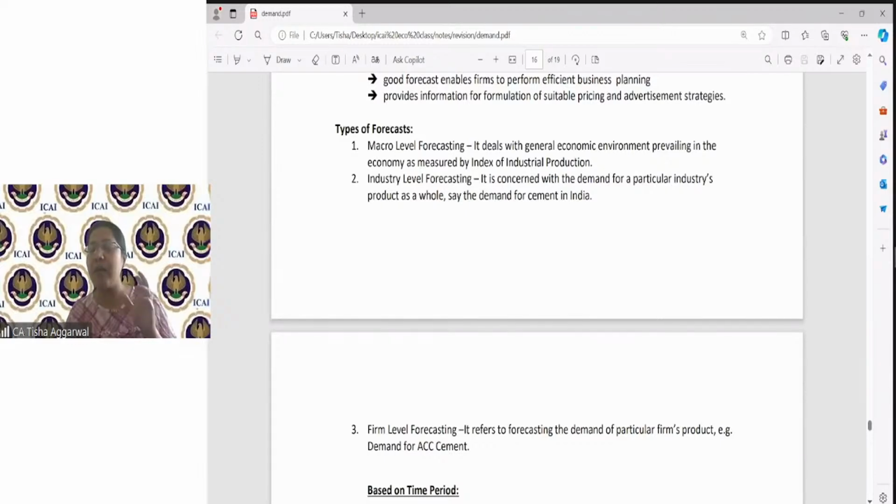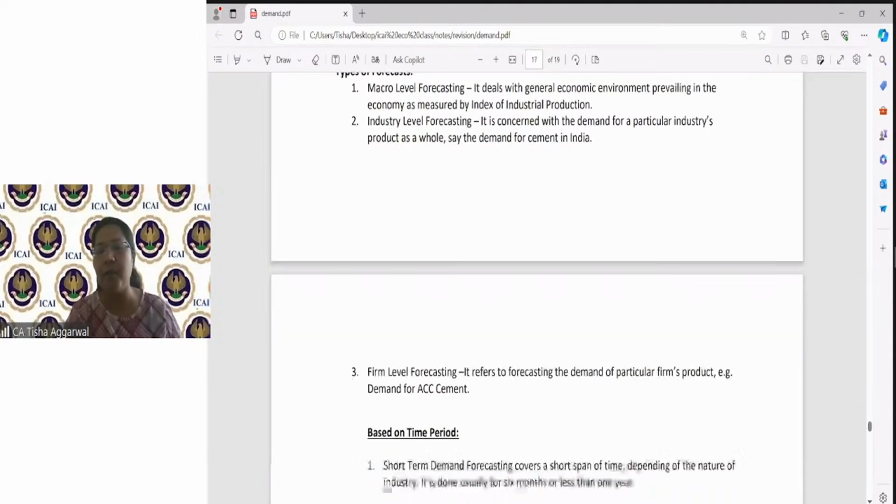When I say firm level forecasting, it means your own firm. When I say industry level, that means maybe the telecom industry. When I say firm level, that means maybe Jio I'm picking up or maybe Airtel I'm picking up. How the demand is to be forecasted for your own organization, that is going to be firm level forecasting. Okay.